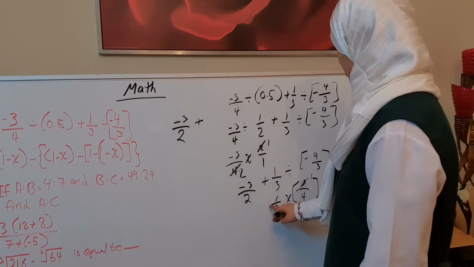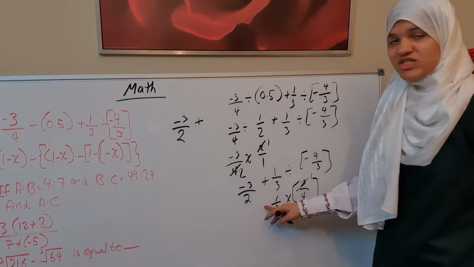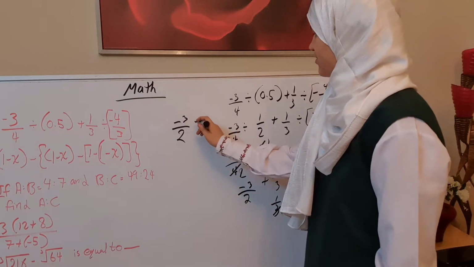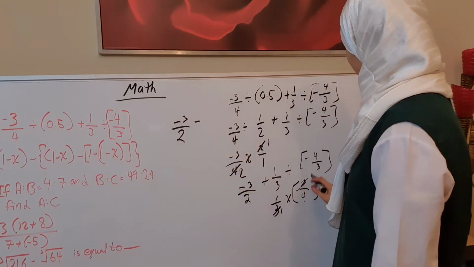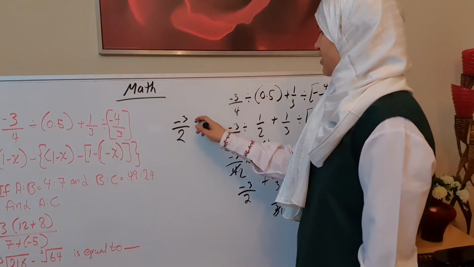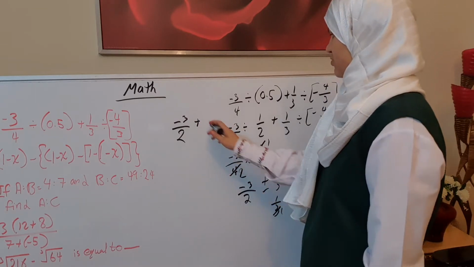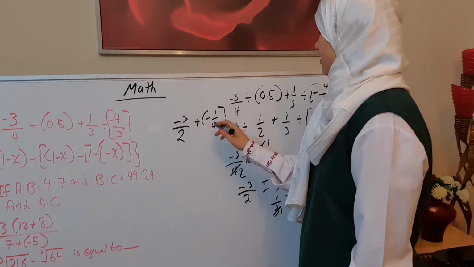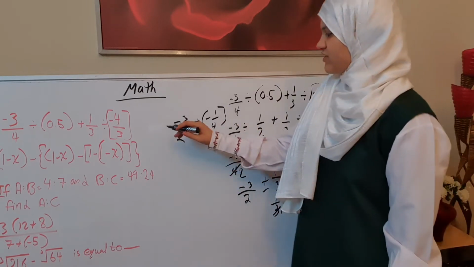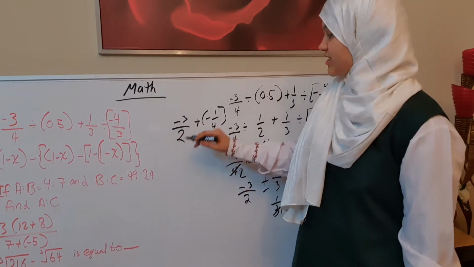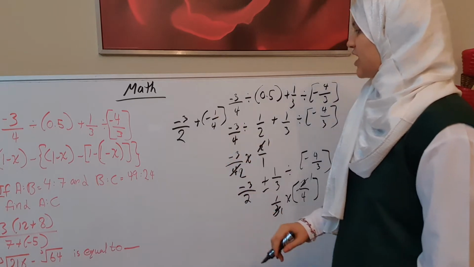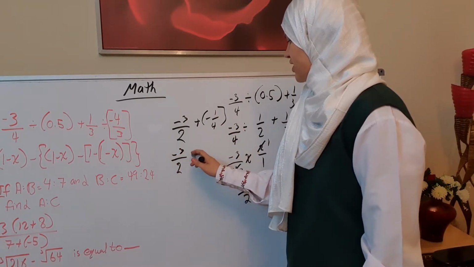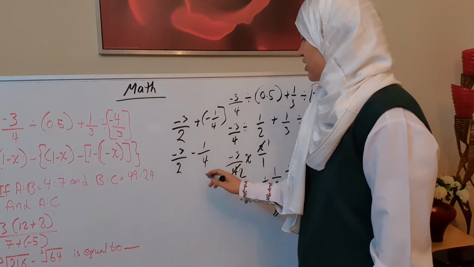because we have positive and negative, and positive times negative is equal to negative. That means you will make here negative 1 over 4, or you can make it positive. So here what we have: negative 3 over 2 plus (negative 1 over 4). After that it will be negative 3 over 2 minus 1 over 4.